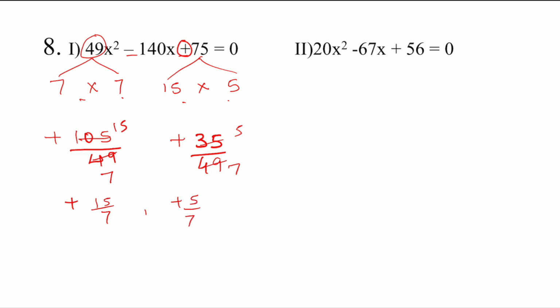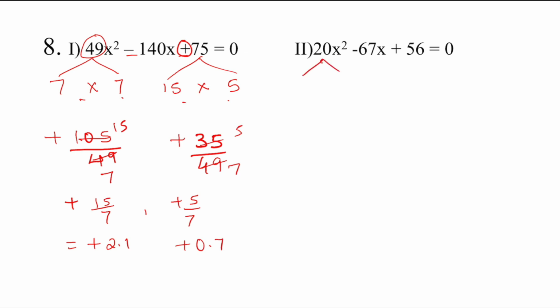Okay. Next, I will convert this into decimal here itself. 15 by 7 I can write as plus 2.1, and this I can write as plus 0.7.